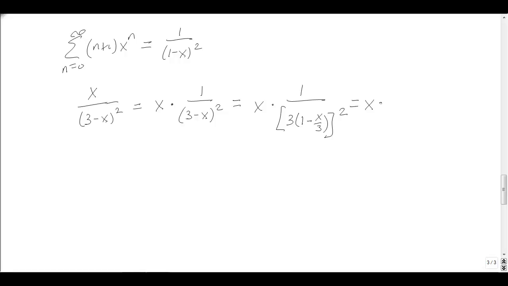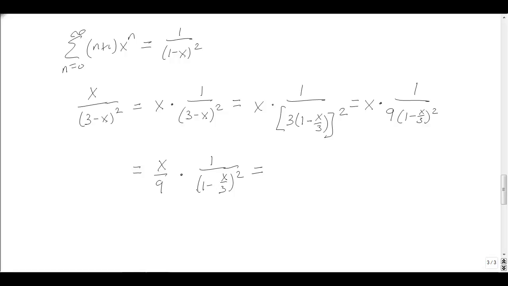And so this is x times 1 over, and now I can pull the 3 out of the square. That's going to come out as a 3 squared, which is 9, times (1 minus x over 3) squared. So altogether, this is x, and then you can pull the 9 over, x over 9, times 1 over (1 minus x over 3) squared.